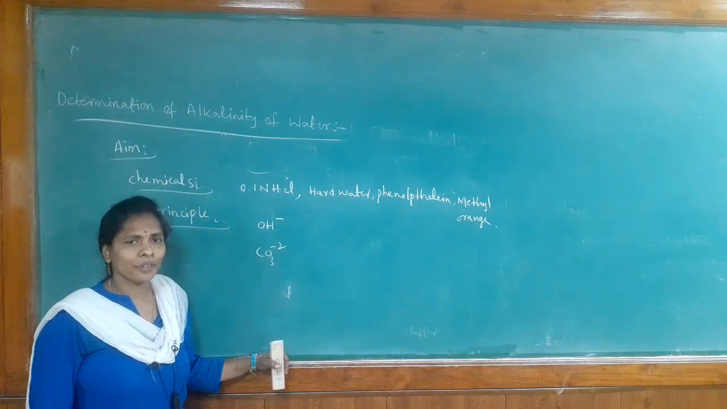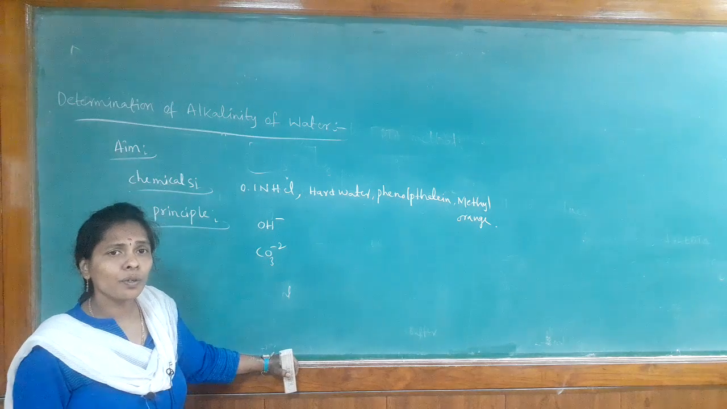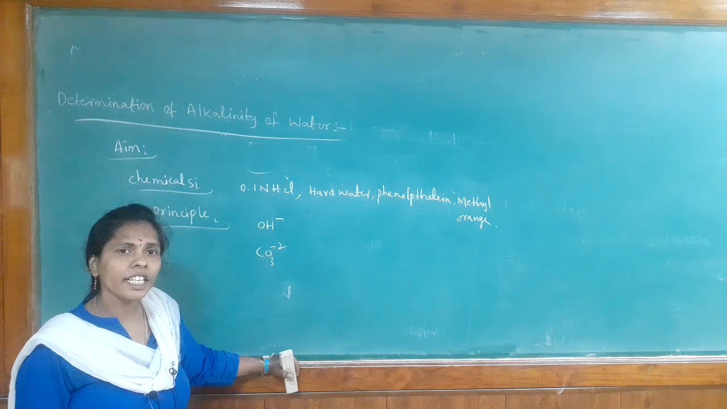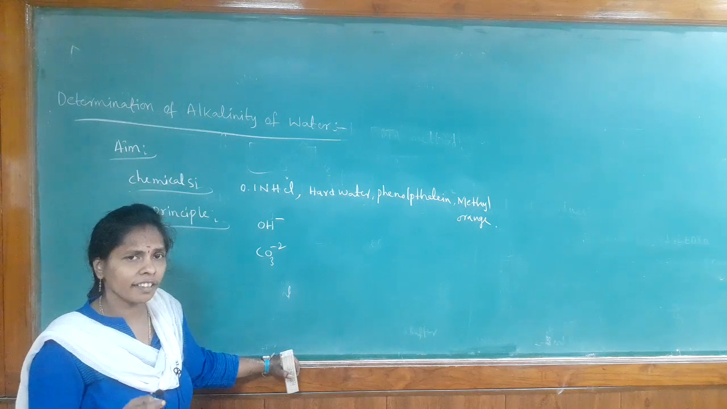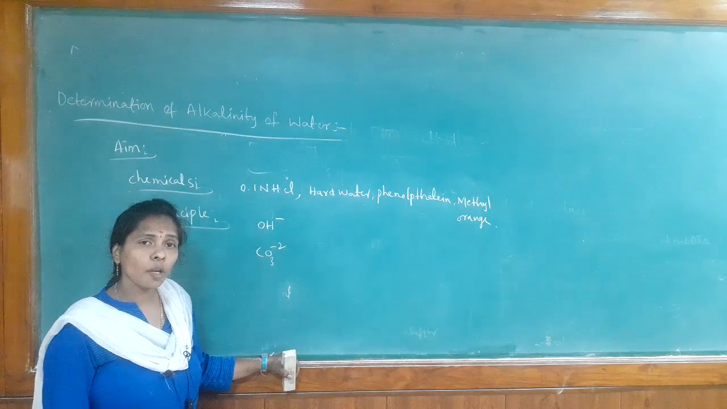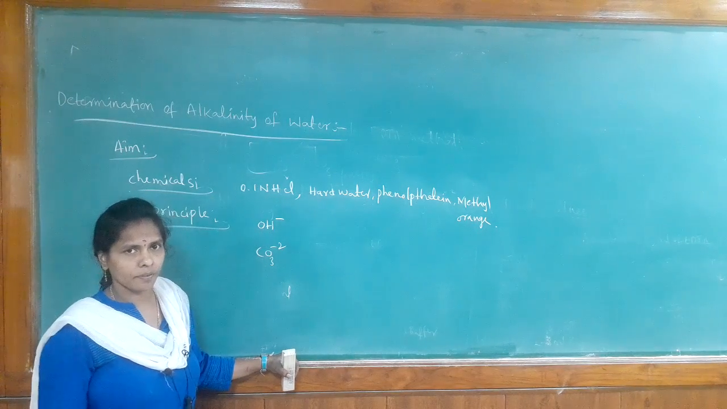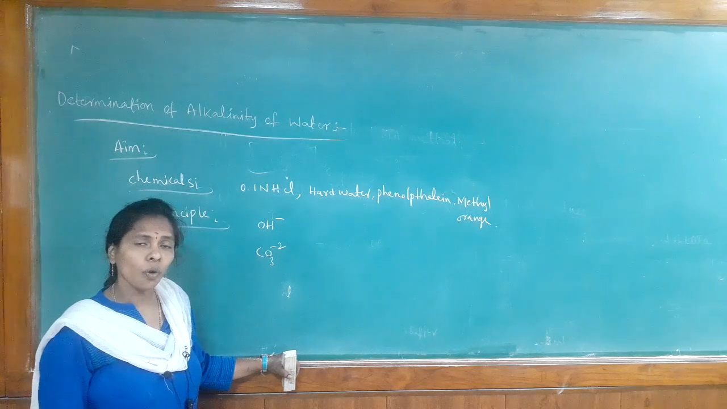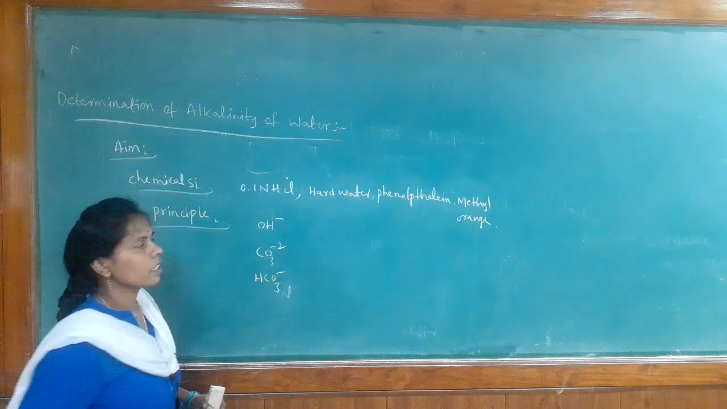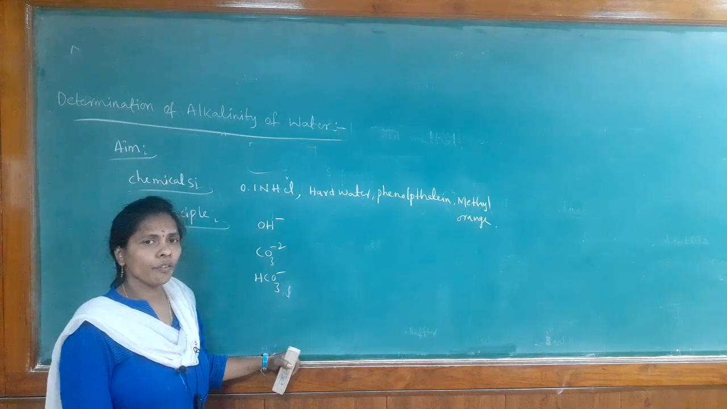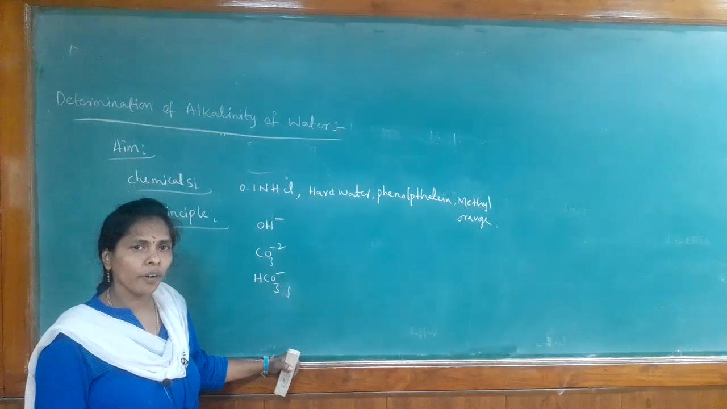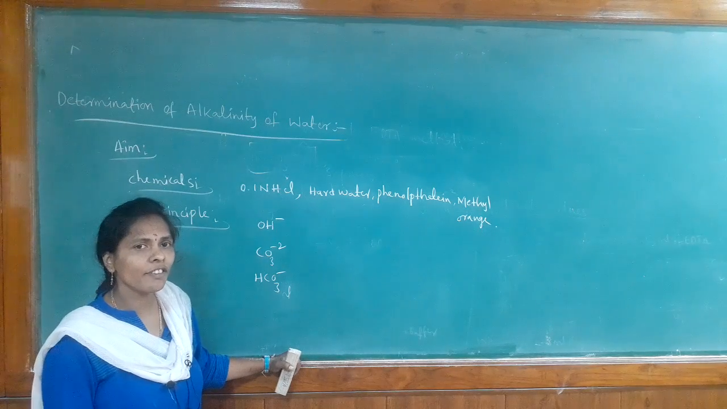But what is the need for two indicators? Why are we using two indicators in our experiment? Because phenolphthalein finds only OH minus in the given water sample. It is not going to find the carbonate alkalinity completely. It finds only OH minus. So, let us take bicarbonate also. Sorry. Phenolphthalein is going to find OH minus and carbonate, but it is not going to find the bicarbonate in the given water sample.